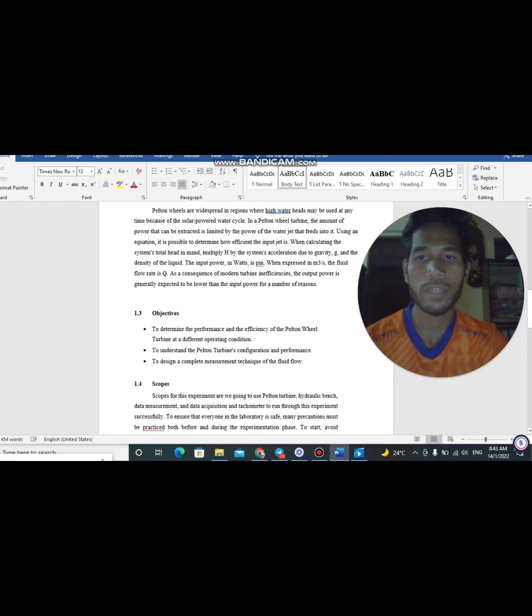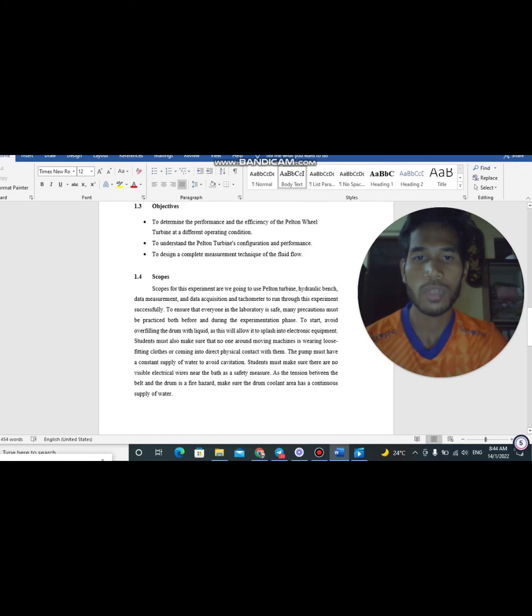The objectives are to determine the performance and the efficiency of the Pelton wheel turbine at different operating conditions, to understand the Pelton turbine configuration and performance, and to design a complete measurement technique for the fluid flow.